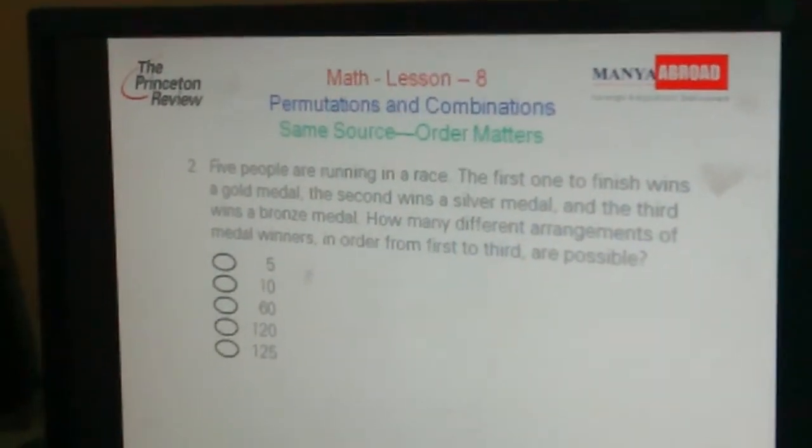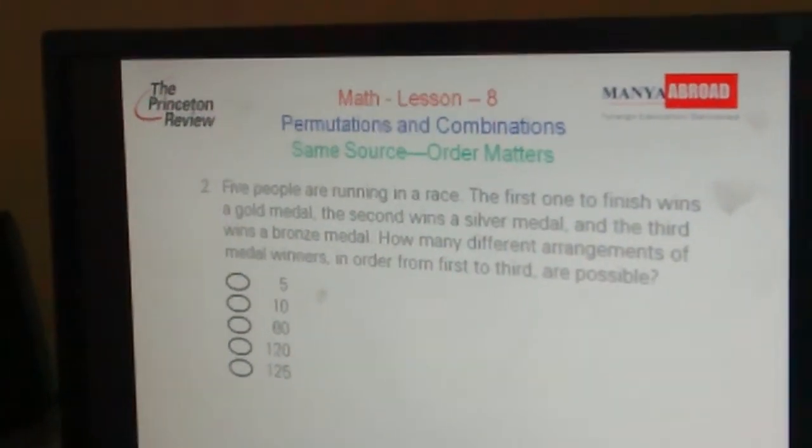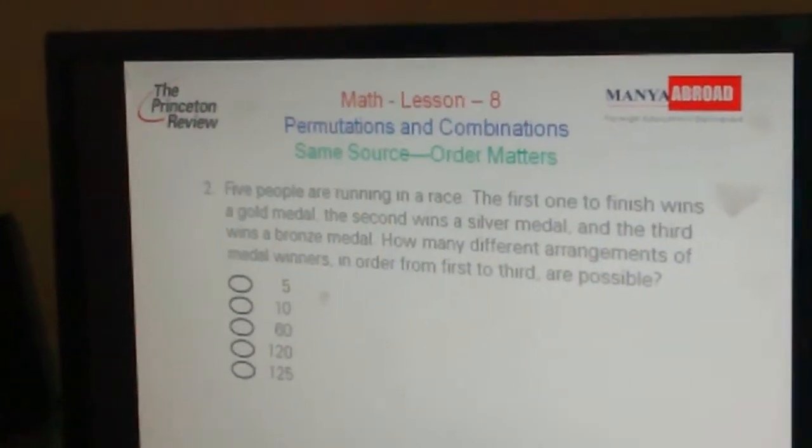Now I want you to answer my question. You can pause the video, but just try to answer the question. Is it a case of same source or different source? Now you may say there are three things: gold medal, silver medal, and bronze medal. But if you read the question carefully, it is asking how many different arrangements of medal winners. Now, where do you pick the medal winners from? Is it from the 5 people, or from the gold and other medals? Indeed, it's from the 5 people. So it comes down to same source.